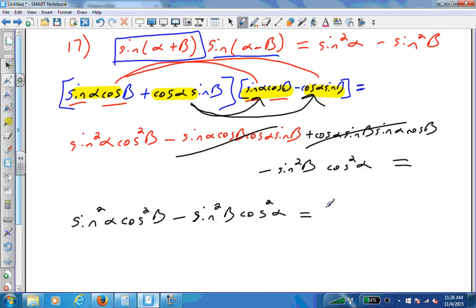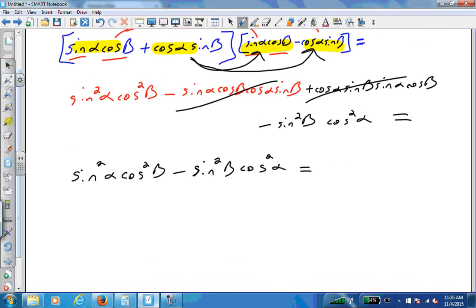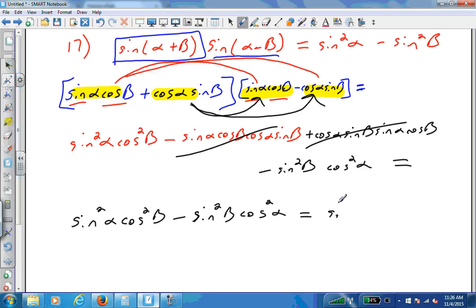Is that right? Make sure we didn't miss anything. Yeah, sine squared alpha cosine squared beta, cosine squared alpha sine squared beta. Are there any common factors between those two? No common factors. Let me bring down the right side real quickly. Obviously, those are not the same right now, are they?